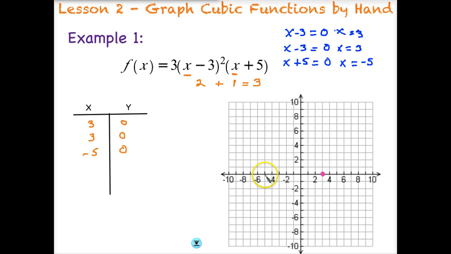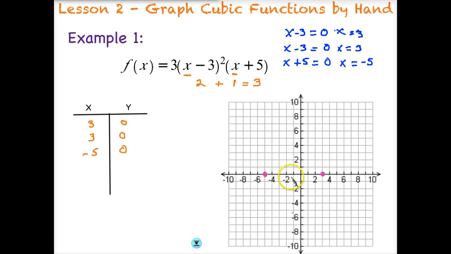And then I have one here at negative 5. So that is why sometimes it looks like there's only 2 factors or 2 x-intercepts, when in fact there are 3, just sometimes one of them may be listed twice. All right, let's go ahead and move on then. Let's do the other intercept.